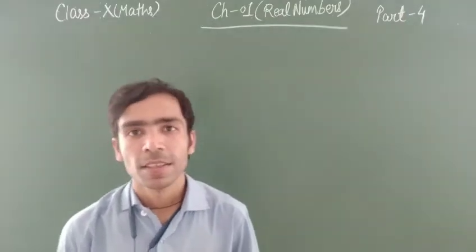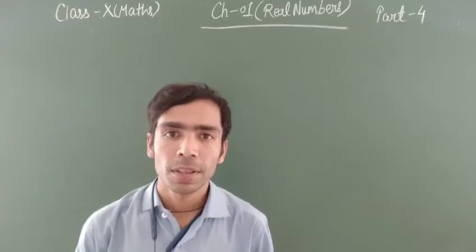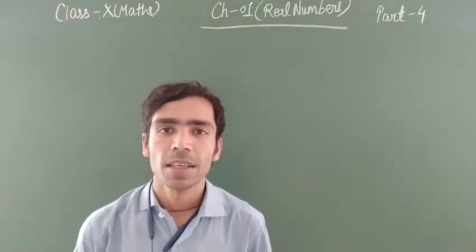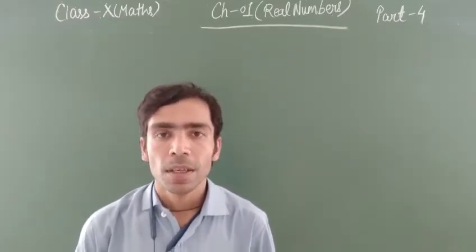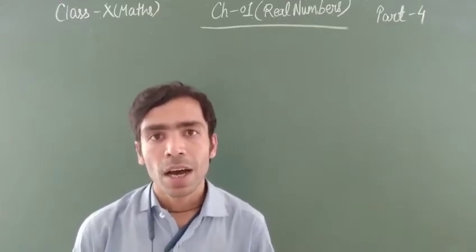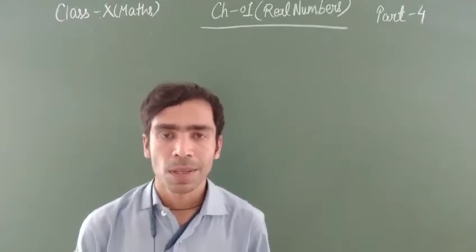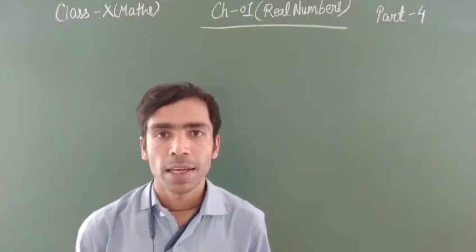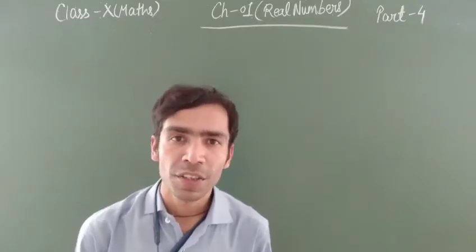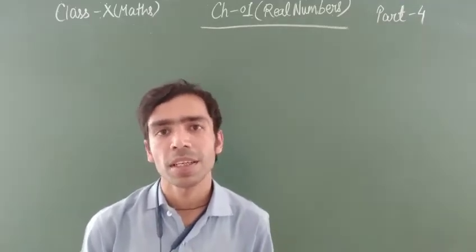Hello students. As we know, we are completing chapter number 1 of class 10th mathematics, Real Numbers. In the previous classes, we have learned what real numbers are and what the types of real numbers are. After that, we discussed Euclid's division lemma, and then we went through the concept of how to prove a given number irrational.